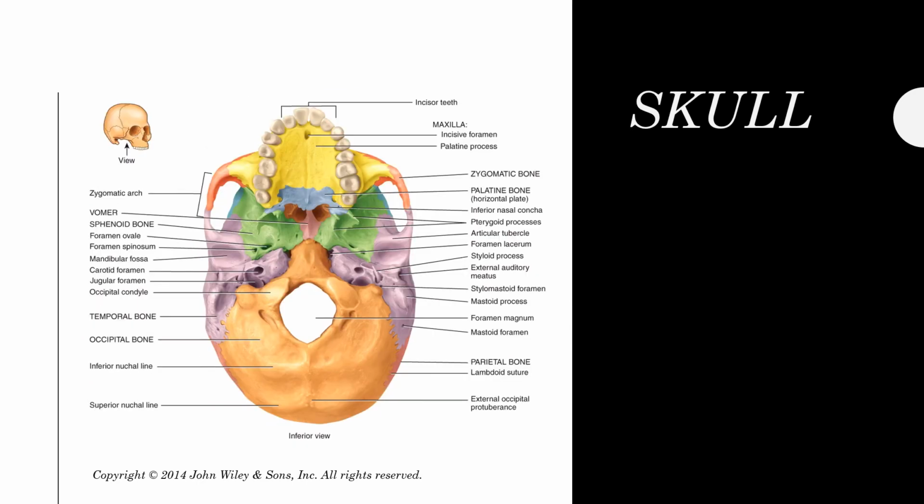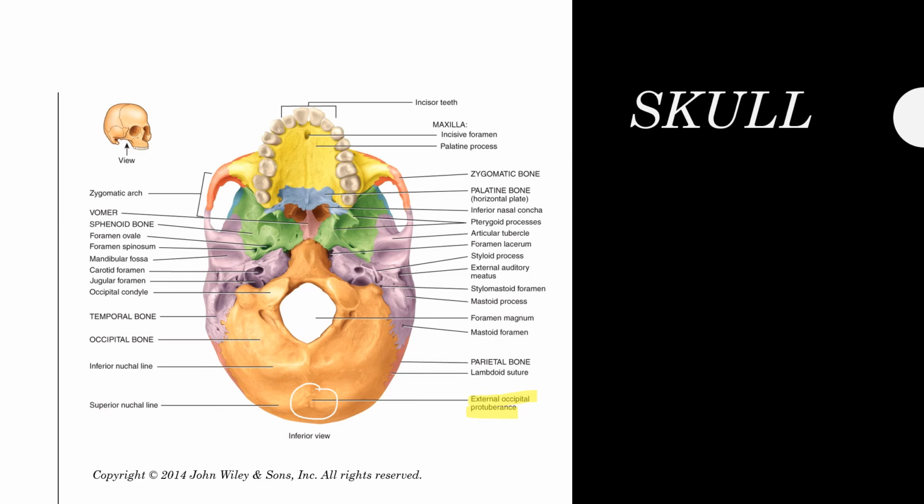The external occipital protuberance, so you can see that here at the bottom. This is the most predominant midline projection on the posterior surface of the bone, and it's just above the foramen magnum. You can see it right here. You may actually be able to feel this structure as a bump on the back of your head, just above your neck.